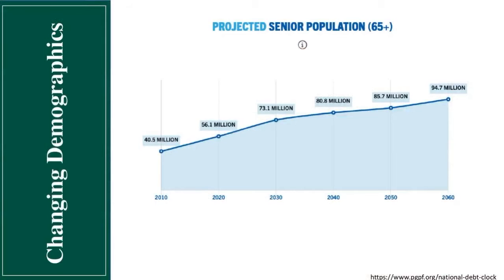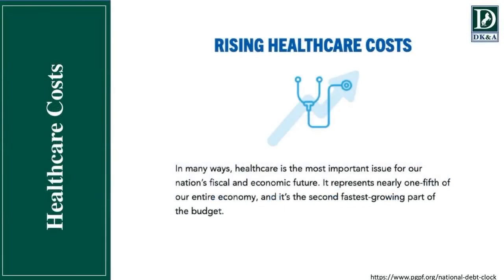Well, when you think about the changing demographics, the projected senior population, and that's 65 years and older, is growing substantially. From 2010 to 2020, it jumped 16 million. And you move forward another 10 years, it goes from 56 million to 73. That's a big jump, and it doesn't look like it's stopping either. So we do have an aging population, and with the aging population comes expenses.